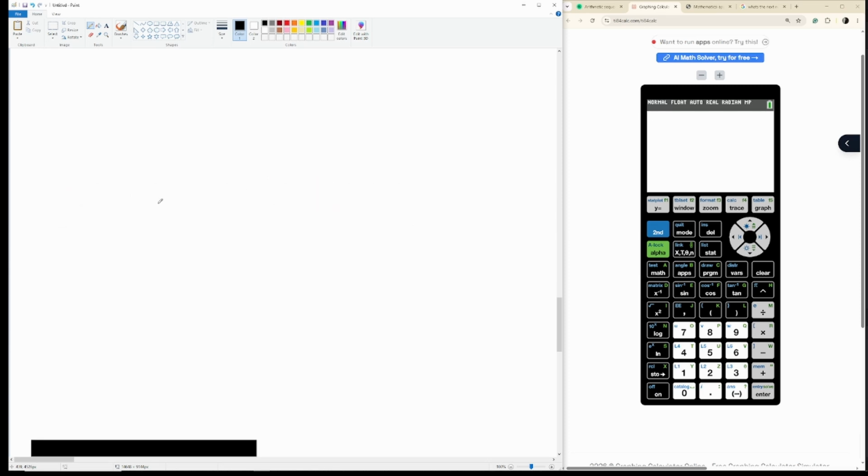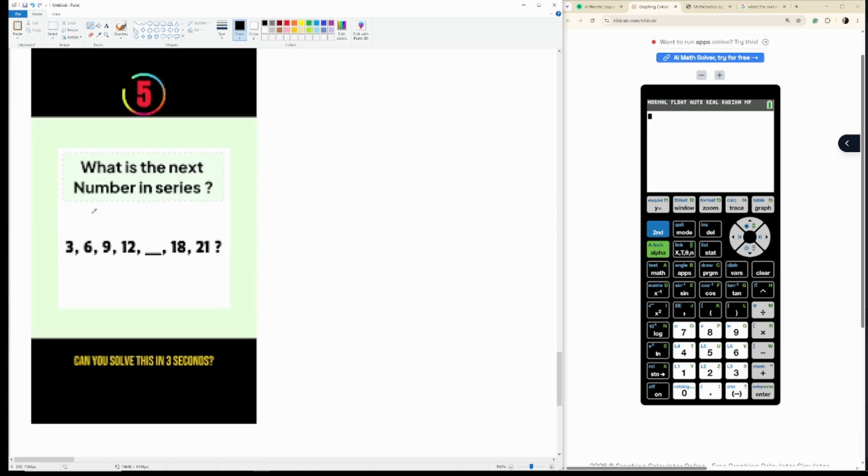I think everyone has seen on TikTok that there is some kind of puzzle where it says, what is the next number in the series, and then you have the following numbers. You have 3 that jumps to 6, 6 to 9, 9 to 12. I'll give you a few seconds to think about it, and then I'll show you how to do it.